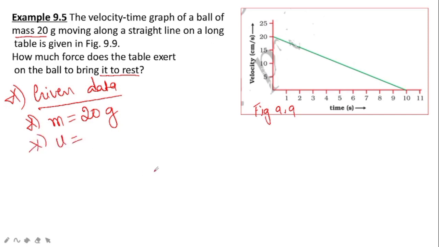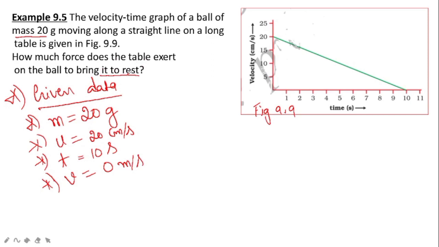And then u. So what is u? So look at this graph. The initial velocity of the ball will be 20 centimeter per second, right? And then time. See, the ball comes to rest. That means the velocity of the ball becomes 0 in the time interval, that is 10 second. So time will be 10 second, and what will be the final velocity? That is 0 meter per second, right? Because it is coming to rest.